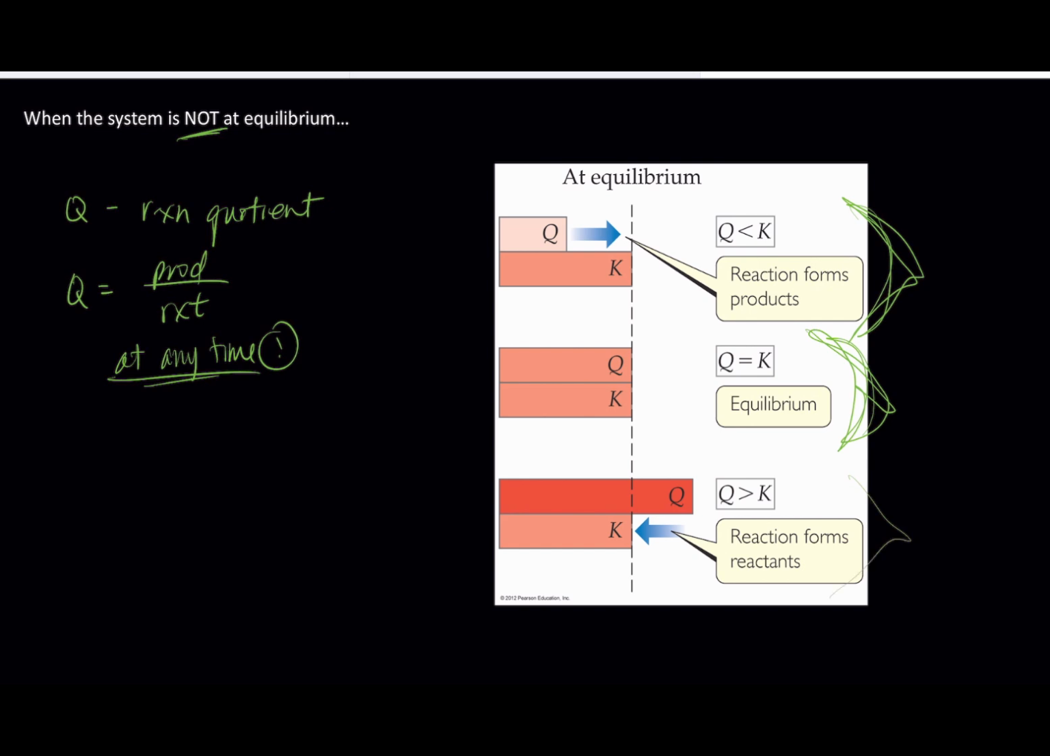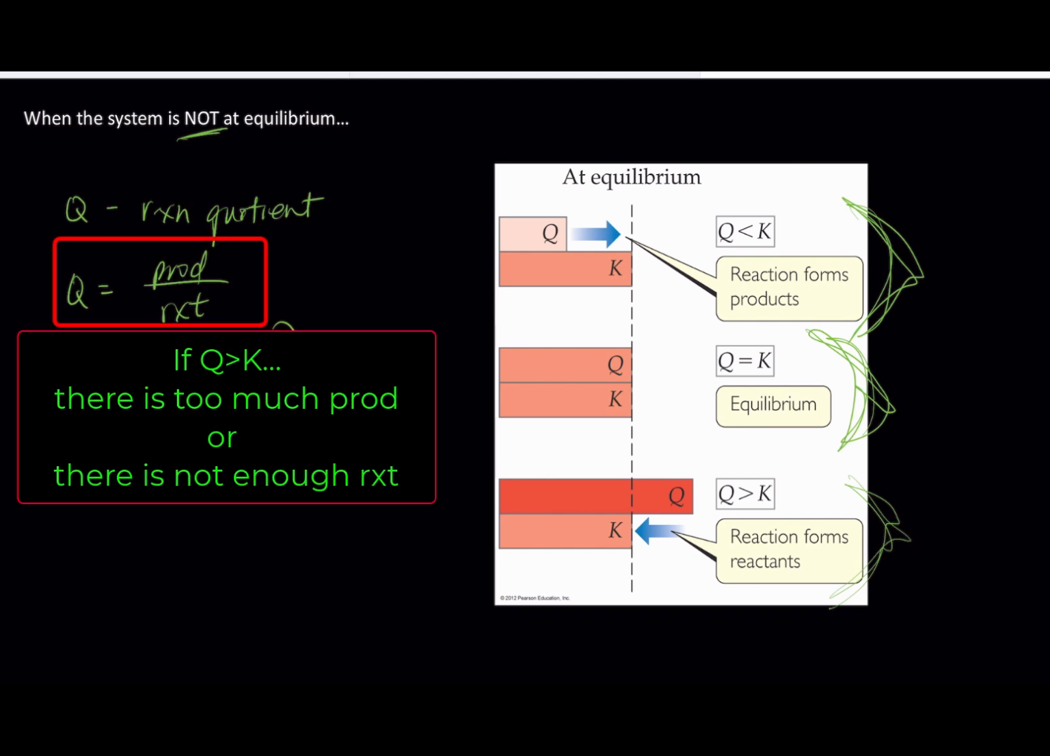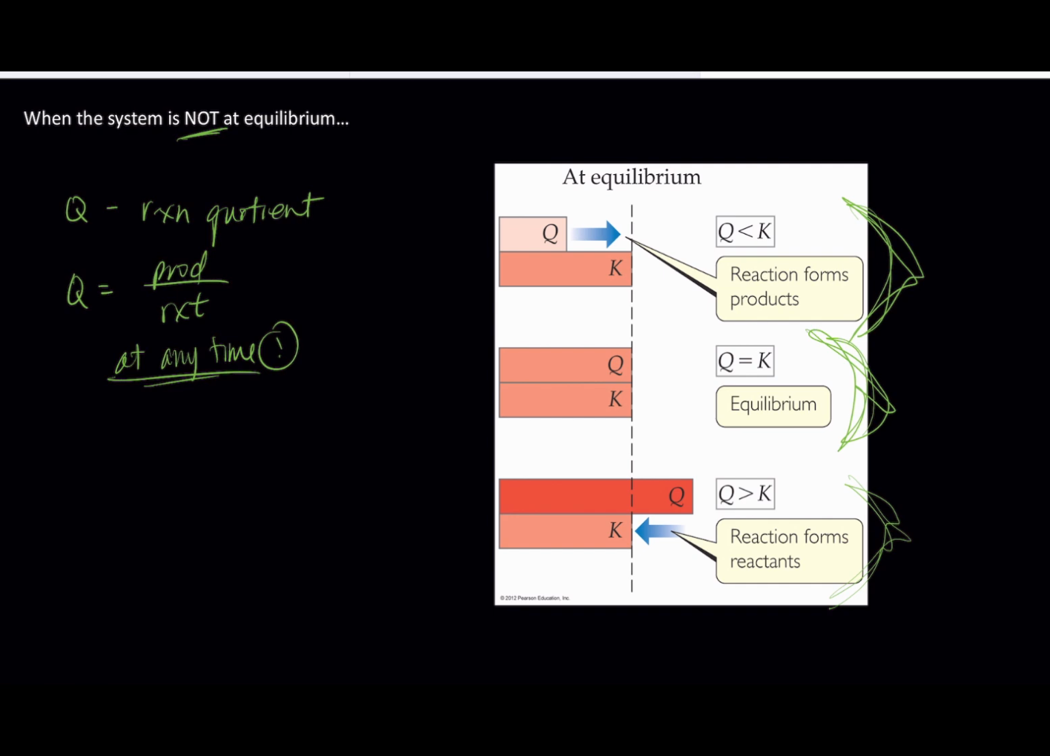If my Q is greater than K, perspectives include, there is too much product, there is not enough reactant, so the reaction will then go in the reverse direction to produce reactant and consume product so that Q eventually equals K. Yes? All right. This is important because it gives us a simple quantitative way to assess where a reaction is right now and where it is heading.